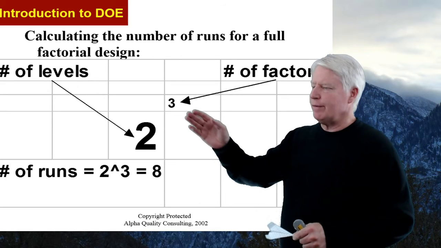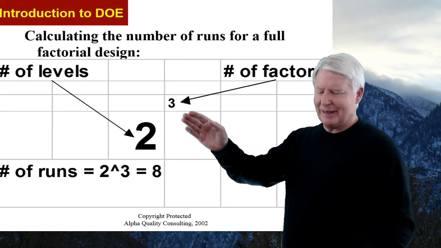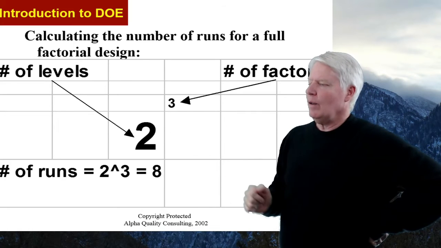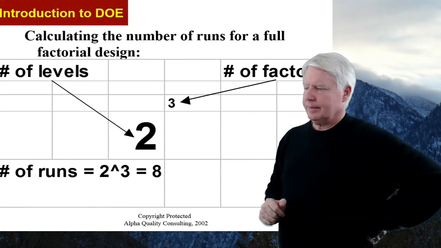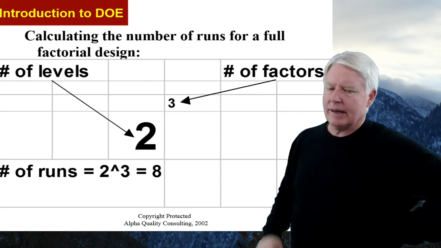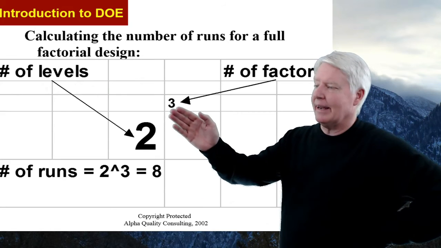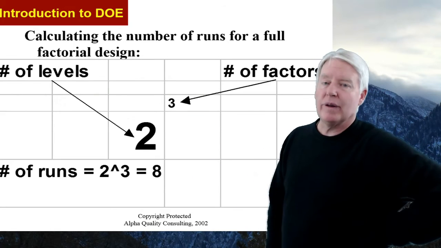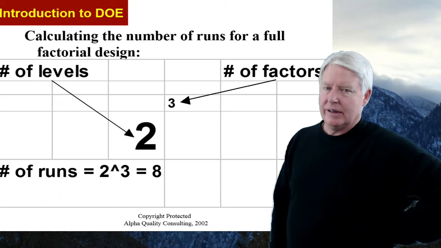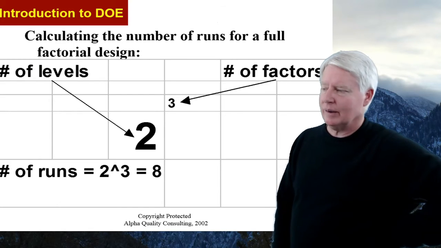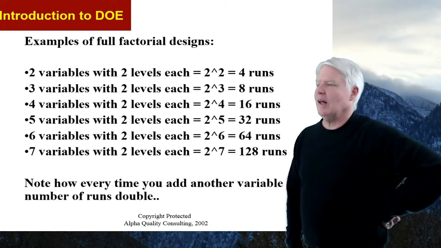Okay, what if I had 4? I can't think what I'd do with the 4th variable here. But if you had 2 to the 4th, it's now 16. Okay, and if you add 5, it's 32. What happens is every time you add another variable, you double the number of runs. And so it gets rather expensive real quick when you run full factorial designs. Let's go to the next slide and look at this.